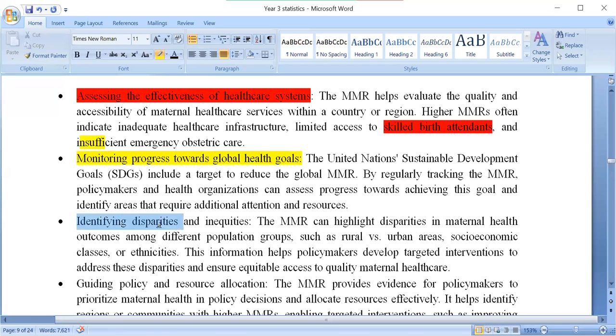The next is identifying disparities and inequalities. The MMR can highlight disparities in maternal health outcomes among different population groups, such as rural and urban. So you can use it. Let's say you are in community Mpo and someone is in community Ogidi. Now Ogidi has a higher rate and Mpo has a lower one. It shows that there could be inequality in the distribution of hospitals, health centers, and healthcare workers.